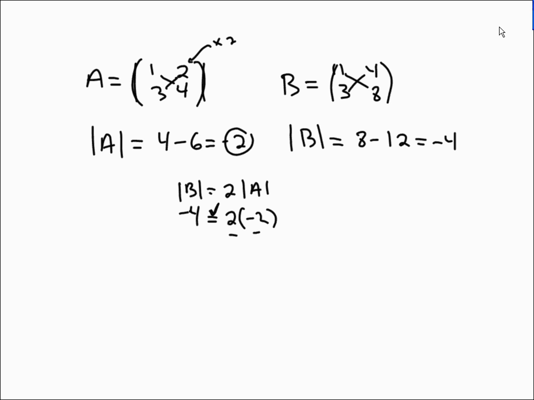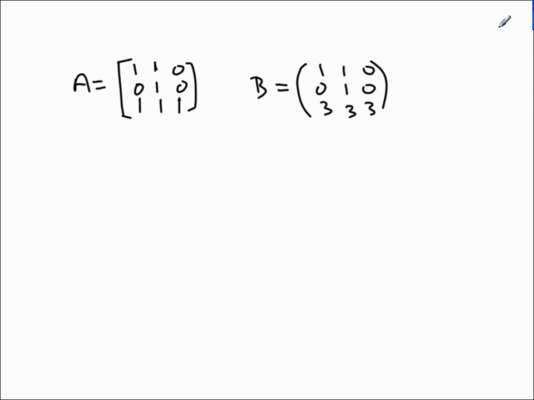Okay. It works for columns or rows. If you multiply any column or row by some number, including 0, the determinant of this new matrix will equal that number times the determinant of the original matrix. The original matrix is the one you did not change.